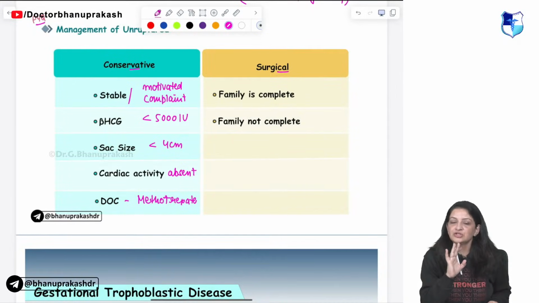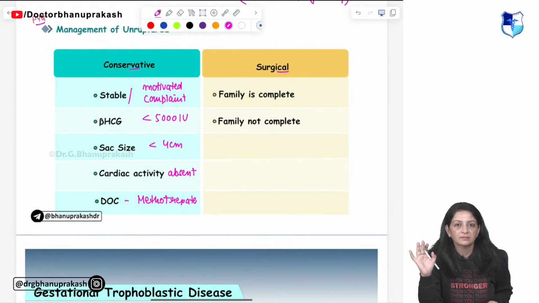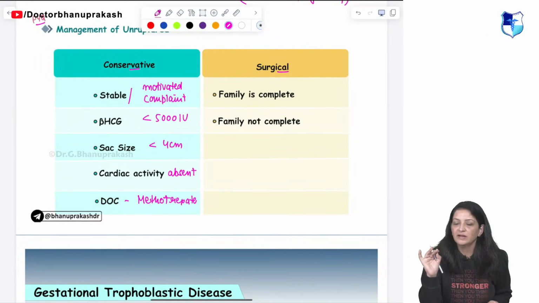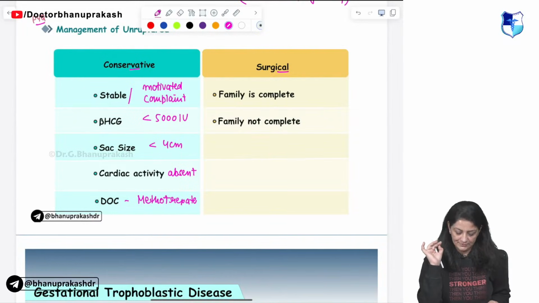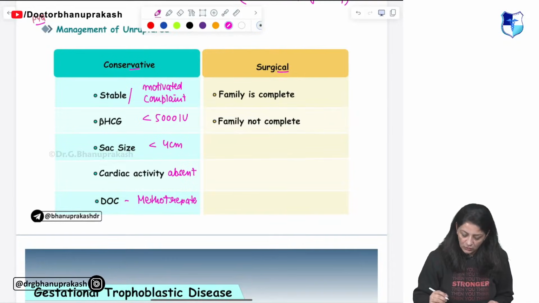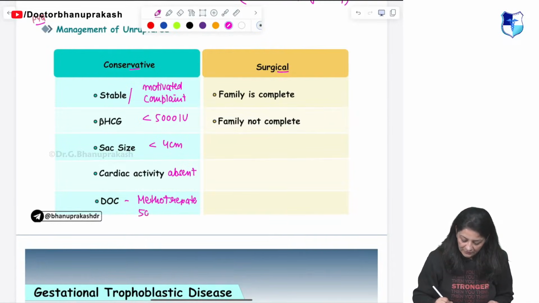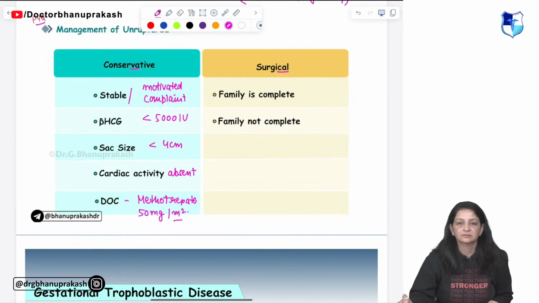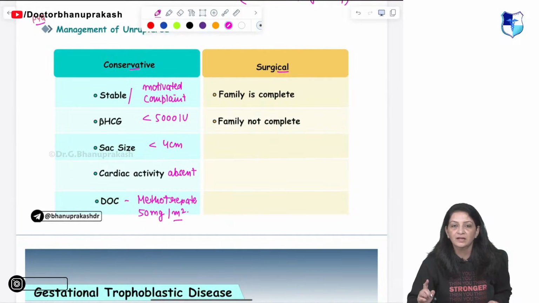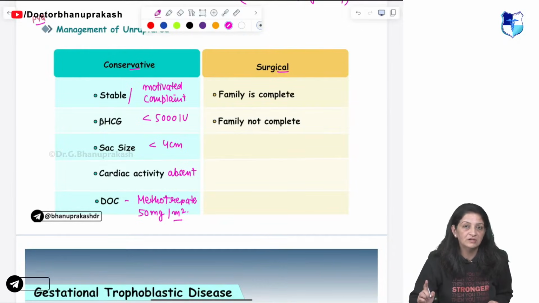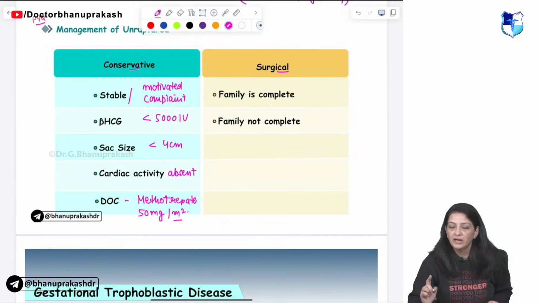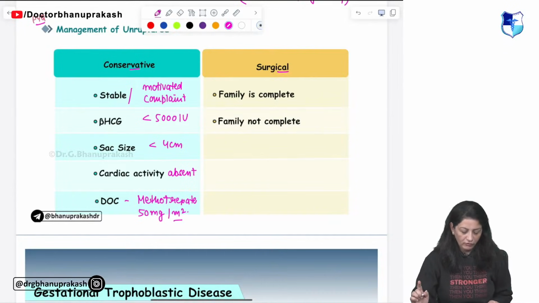तो ruptured में हमेशा ट्यूब को निकालना है. In case of unruptured, we can do conservative management and surgical. So methotrexate with the dose of 50 milligrams per meter square on day 1. Then we have to check the Beta-HCG levels on day 4 and day 7.